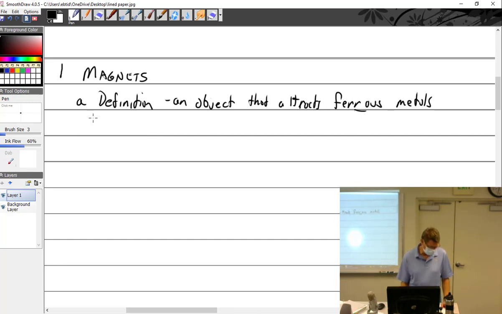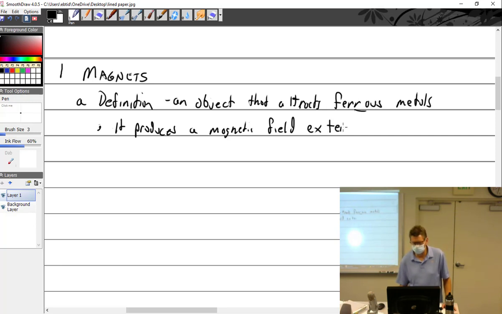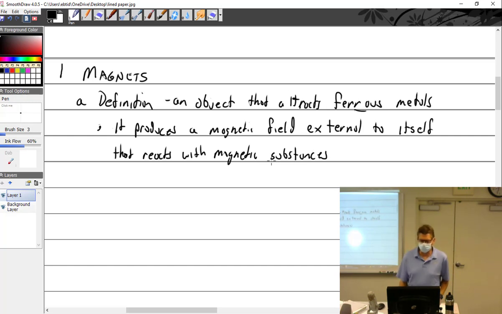Let's see. What is it? It produces a magnetic field external to itself that reacts with magnetic substances. Well, I wrote this. I'll say not really, but I'll go with it. Well, that's not entirely true.